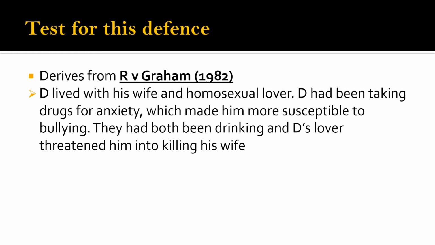So how do the courts determine, not just with the requirements, but also whether a defendant has genuinely been acting under duress? So the facts of Graham are that he lived with his wife and homosexual lover. He'd been taking drugs for anxiety, which had made him more susceptible to bullying. So they'd both been drinking, and his lover threatened him into killing his wife.